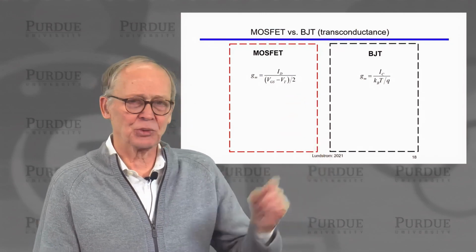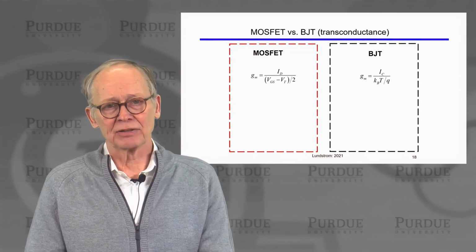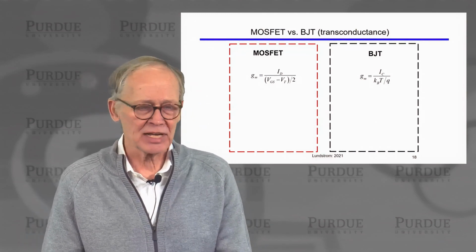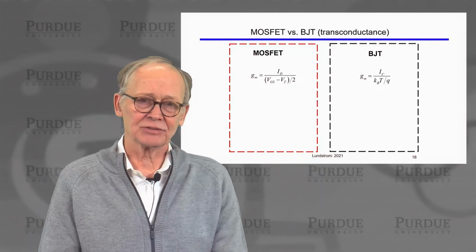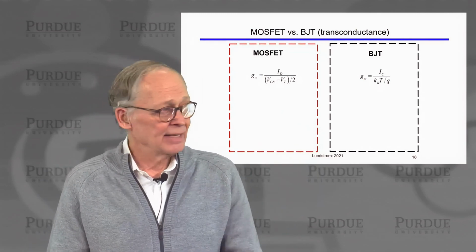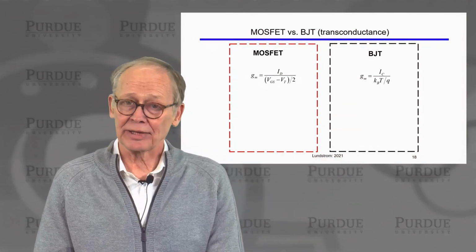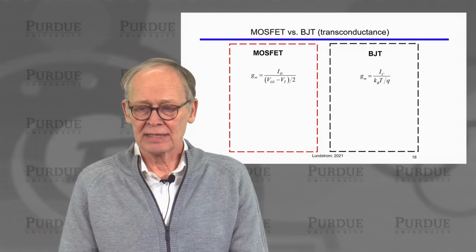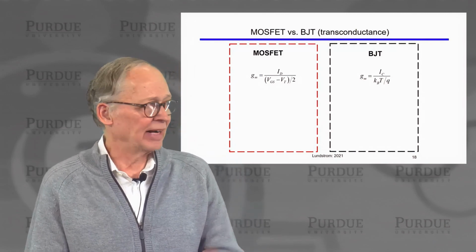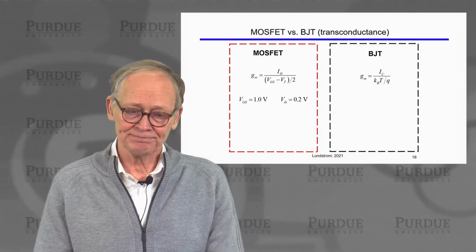Now, if I use a simple square law model for the MOSFET and just take the derivative of the drain current with respect to the gate to source voltage, I could write that transconductance as drain current divided by (VG minus VT) divided by 2. If I do the same for the bipolar transistor, the collector current goes exponentially with emitter base voltage. When I do that derivative, I find the transconductance is collector current divided by kT over q.